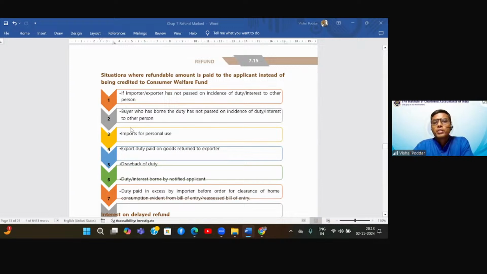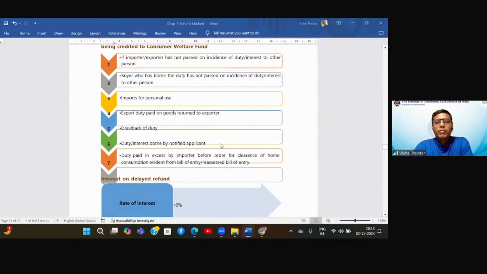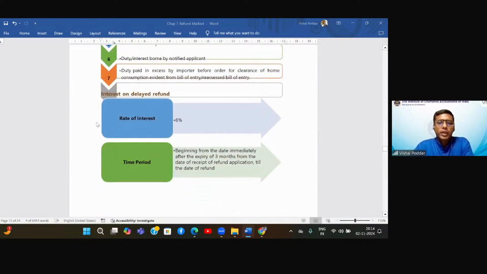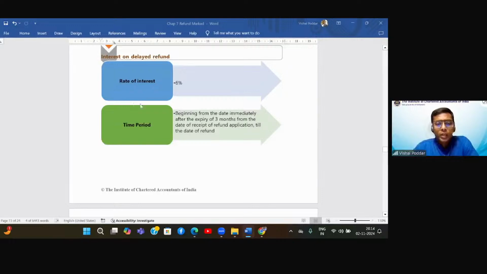What are these specific situations? These are the specific situations where refund will be given to you and not transferred to the consumer welfare fund. Rate of interest, if the refund is given to you late, it is 6% as on date. And we just saw case law, it may be changing, and then the interest would be computed progressively accordingly. Time period, it is after the expiry of 3 months, from the date of application, provided the application is complete.